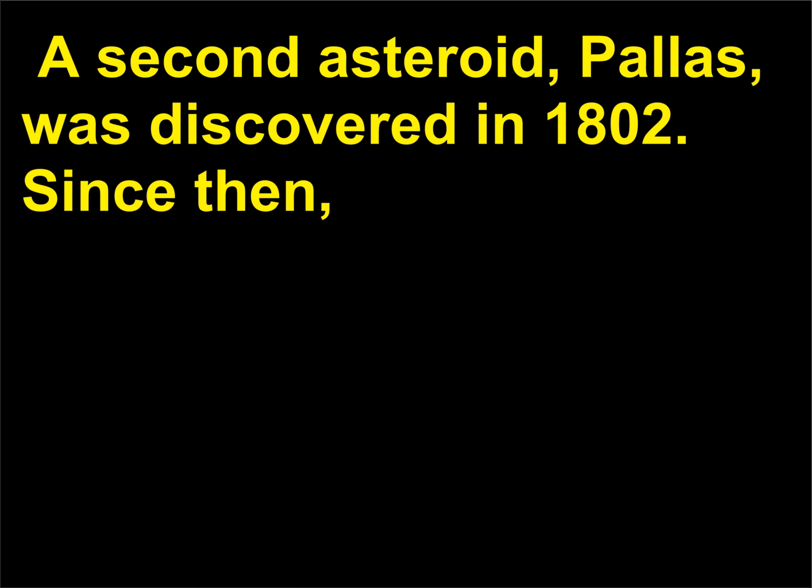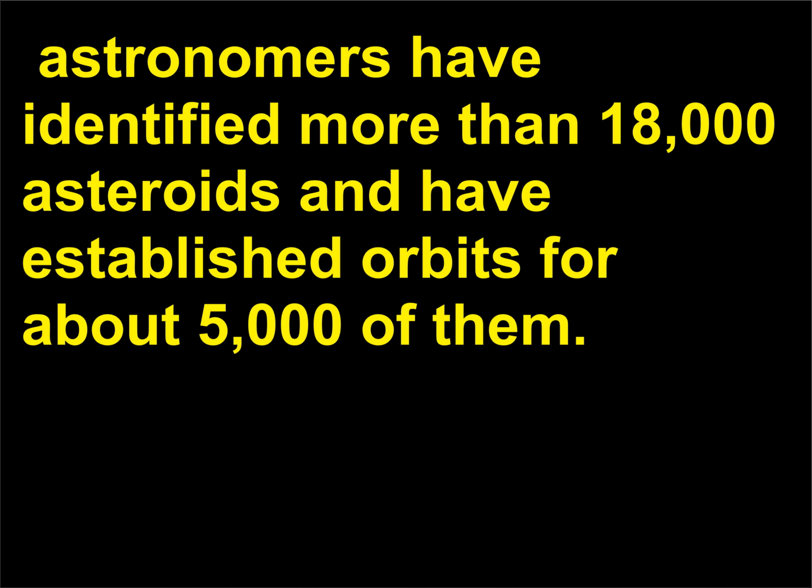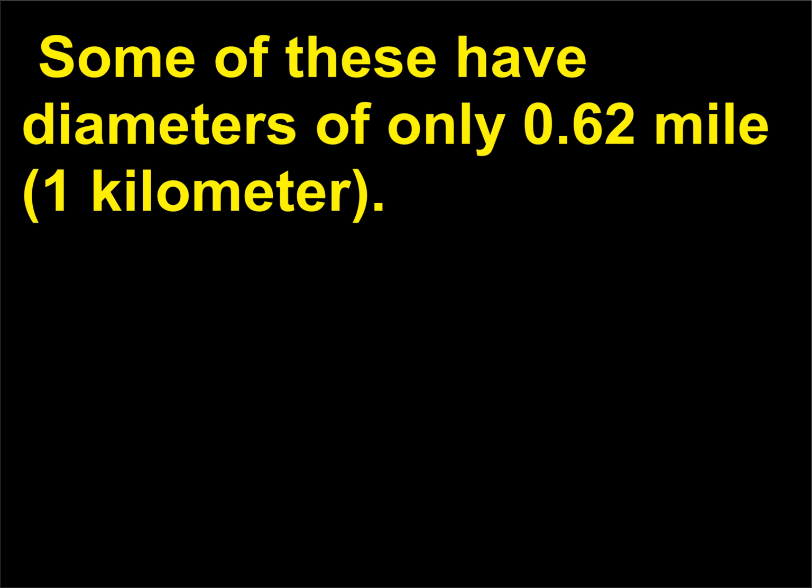A second asteroid, Pallas, was discovered in 1802. Since then, astronomers have identified more than 18,000 asteroids and have established orbits for about 5,000 of them. Some of these have diameters of only 0.62 mile, 1 kilometer.